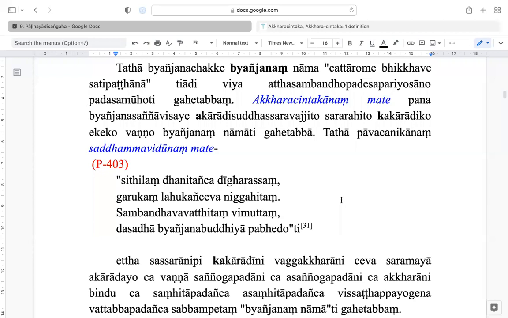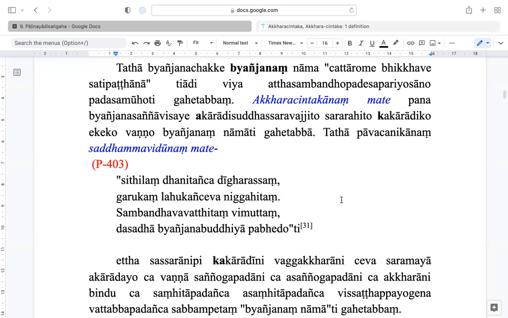So Bheda actually means types or kinds. So types of Vyanjana Bodhi. So Dasadha is with the instrumental case. So by tenfold, these are the types of Vyanjana Bodhi. In this way, those are Sithila, Dhanida, Diga, Rasa, actually Diga and Rasa. Four, Garuka, five, Lahuka, six, Nigghita, seven, and the Sambanda, Vavatthita is Sambanda and Vavatthita, nine. And the last one we add.